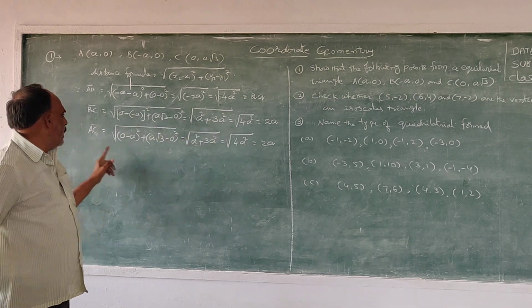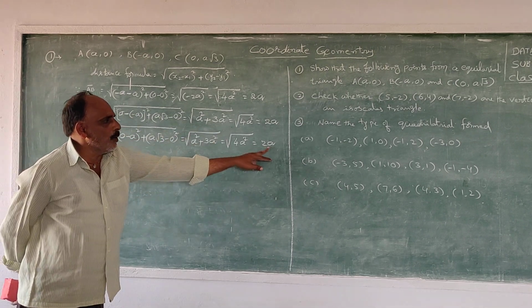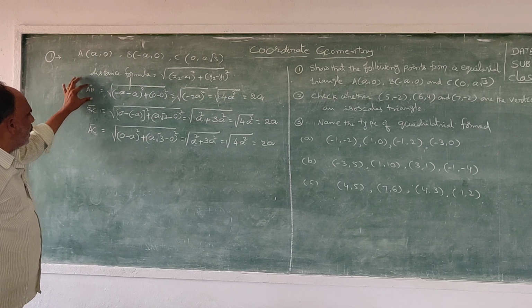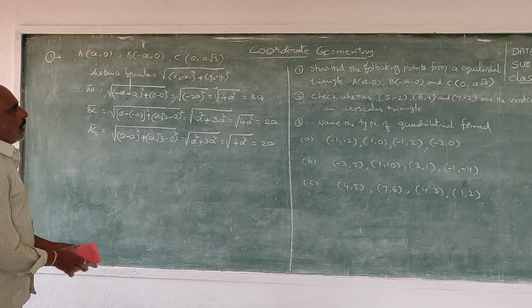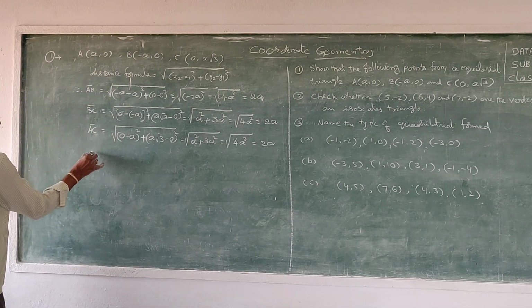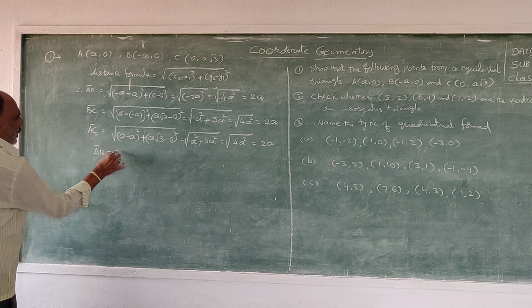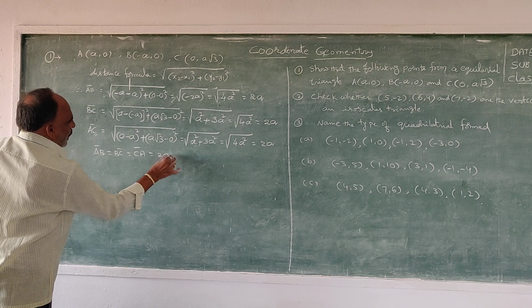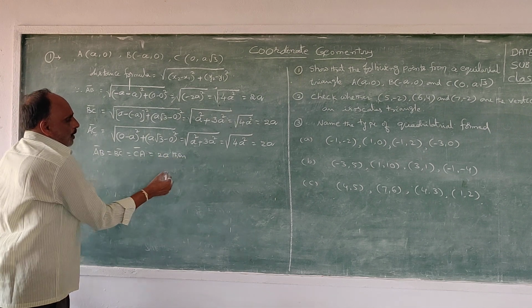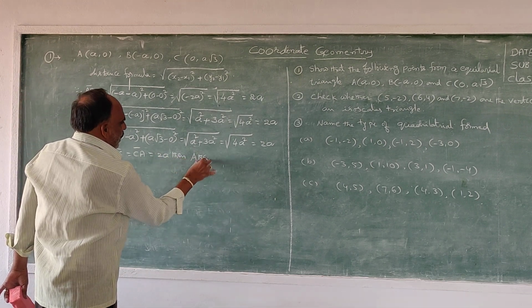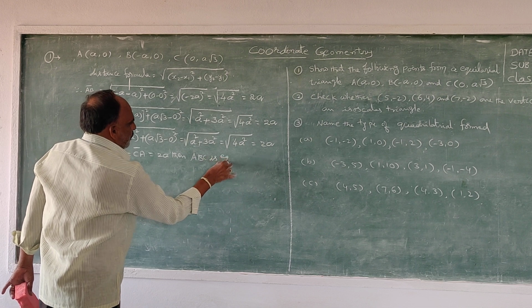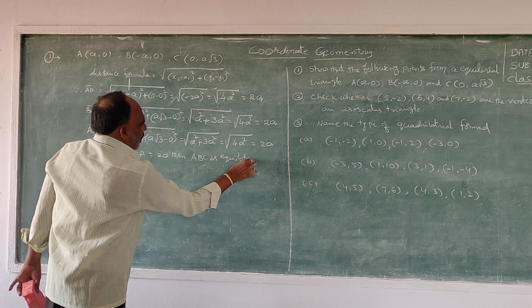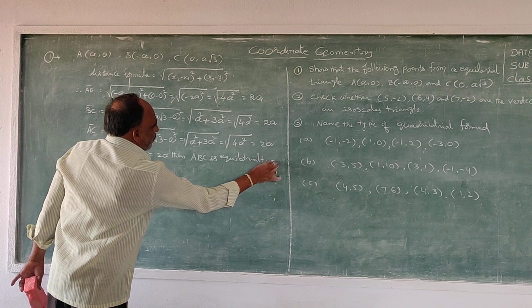That means the three sides are equal. So AB bar is equal to BC bar is equal to CA bar, which is equal to 2a. Then ABC is an equilateral triangle.